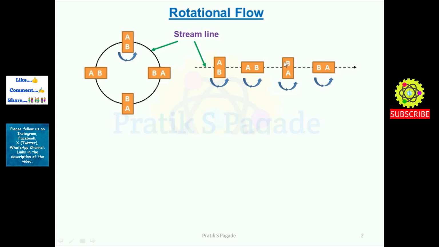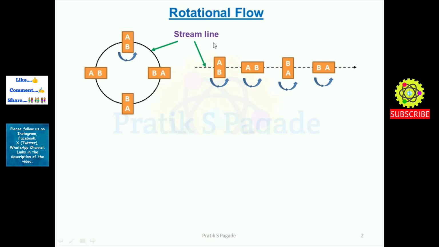Further, due to this anti-clockwise motion, at the topmost position there is B, and at the bottom there is A. Again, due to this rotation, the leftward position has B and the rightward position has A. So in this case also, this fluid particle, while flowing in the streamline, is rotating about its own axis.